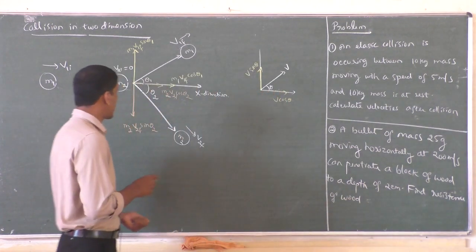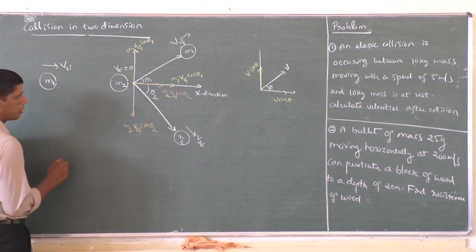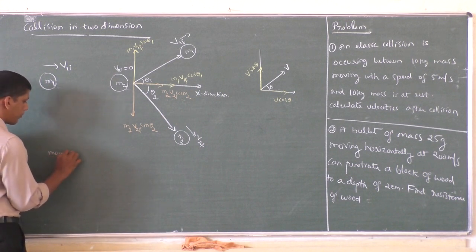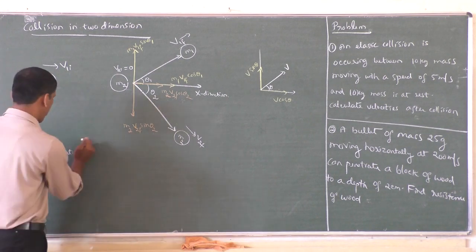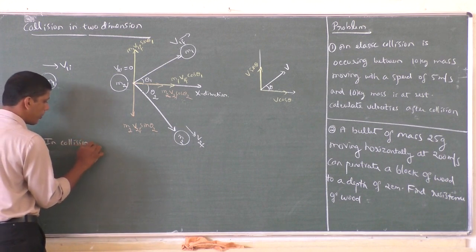Now we have to write the total momentum, that is, the momentum along the x direction. So in case of collision, the momentum is always conserved, isn't it? Therefore we can write it as: in collision, the momentum is conserved.